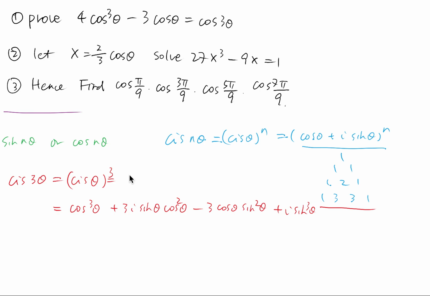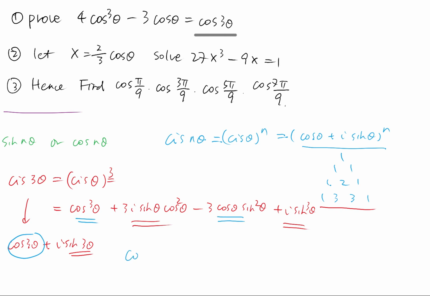And then for cis 3 theta, it's cos 3 theta plus i sine 3 theta. If you want to find sine 3 theta, you equate imaginary with imaginary parts. Now we're trying to prove cos 3 theta, so we'll just equate real with real parts. So we have cos 3 theta equals cos cubed theta minus 3 cos theta sine squared theta.